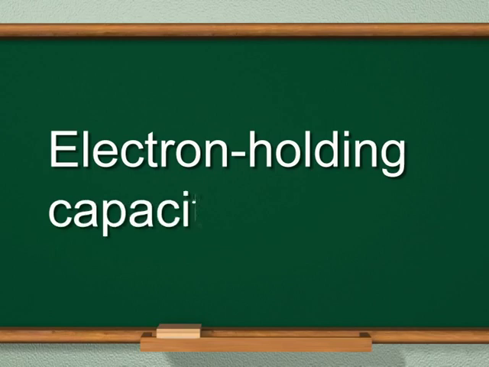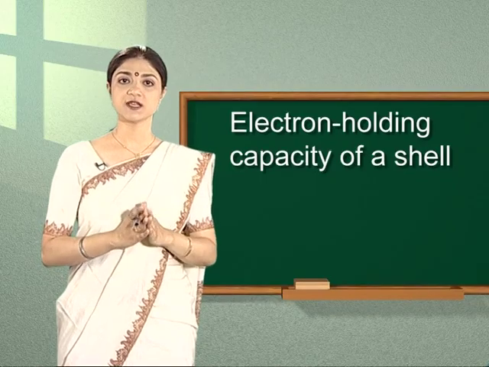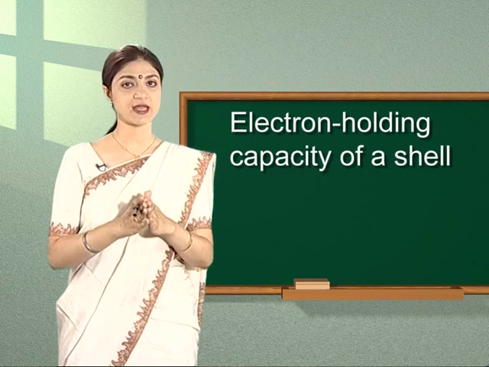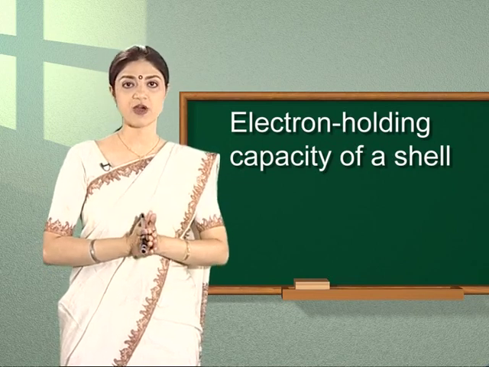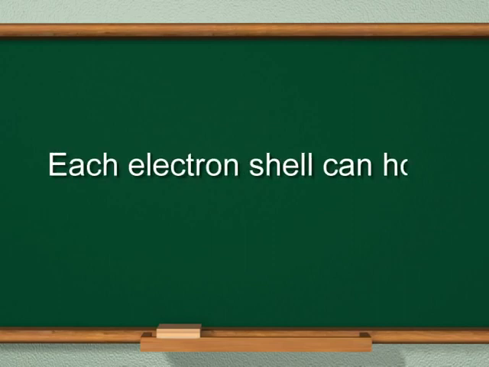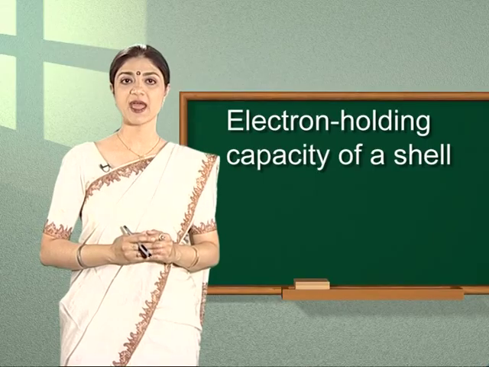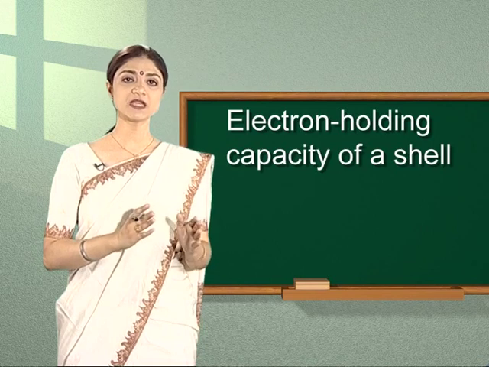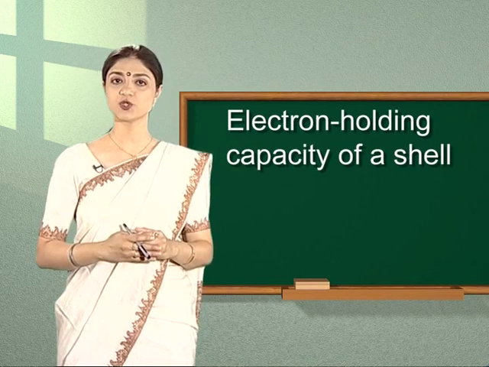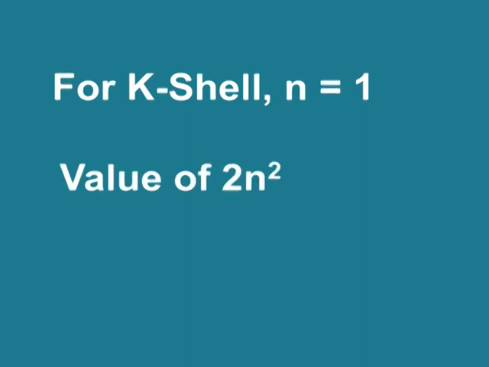Electron holding capacity of a shell. What is the electron holding capacity of a shell in an atom? How many electrons can be found in a shell? Each electron shell can hold a maximum of 2n² electrons. Here n is the shell number. By placing the value of n, we can calculate the value of 2n². For K shell, n is equal to 1. Value of 2n² is equal to 2 multiplied by 1 squared, which is 2 into 1, equal to 2.